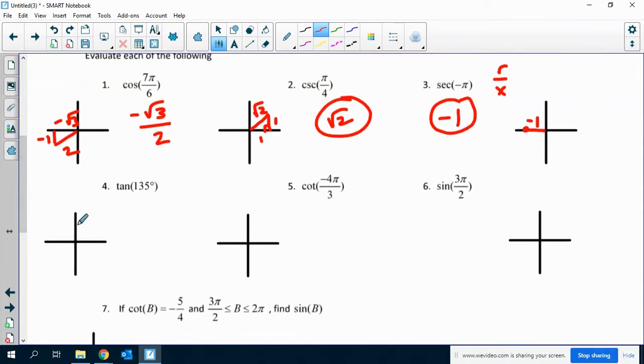Tangent of 135 degrees. 135 degrees is a 45-degree reference angle, or pi over 4 reference angle, in the second quadrant. So I have 1, -1, and square root of 2. And if I'm looking at this, tangent is y over x. So I have y is 1, x is -1. 1 divided by -1 is -1.